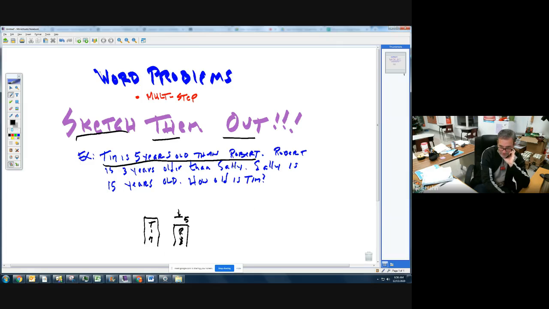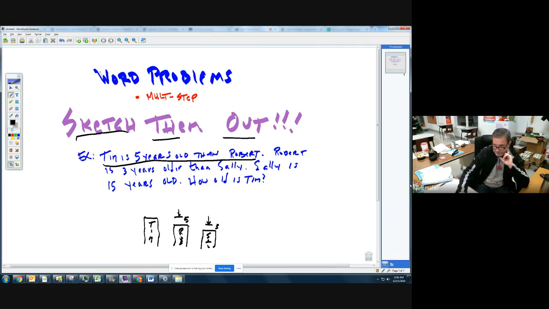Robert is 3 years older than Sally. So Robert happens to be 3 years older than Sally, which means Sally will be a rectangle that is shorter still because she is younger. And what's her difference between how much shorter than Rob is? Well, she is 3 years shorter. However we draw that, just know that it is 3.